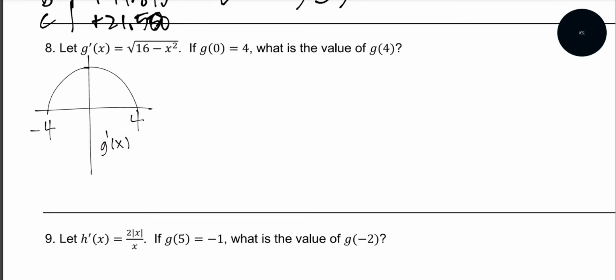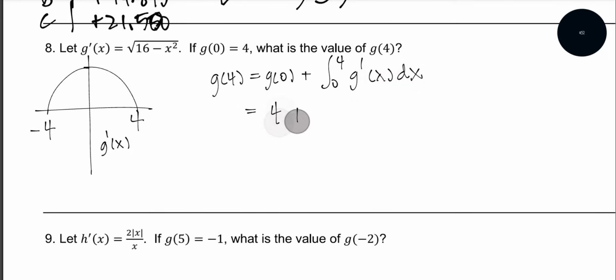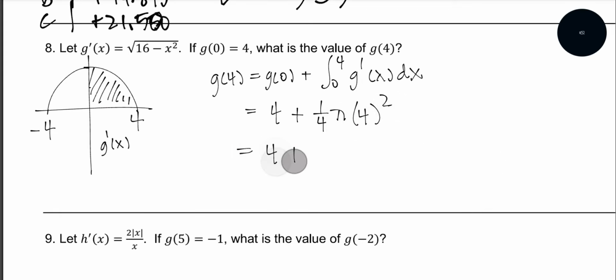This is the graph of G prime here. G of 0 is 4. G of 4 equals G of 0 plus the integral from 0 to 4 of G prime of x dx. And this is great. G of 4 equals 4 plus, okay, that's going to be this amount of area, so it's a quarter circle. 1/4 pi radius squared, so 4 plus 16 pi over 4 would be 4 plus 4 pi.